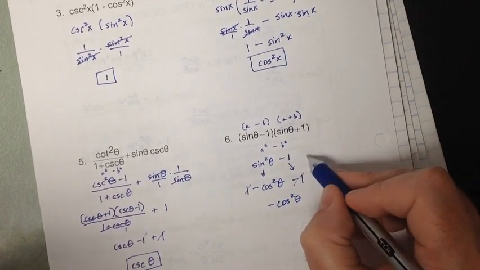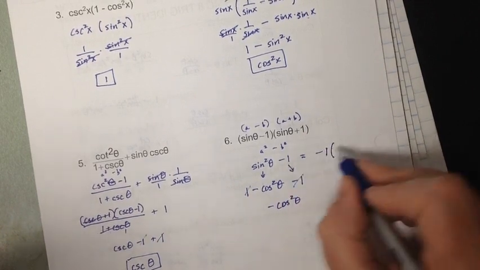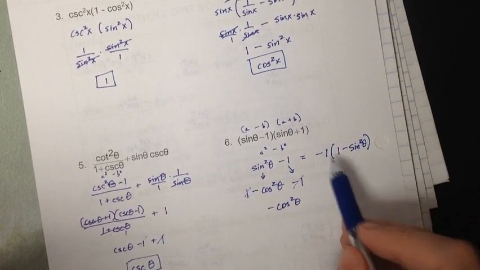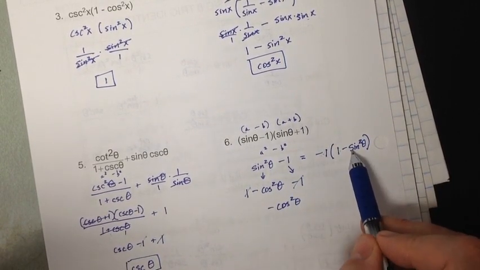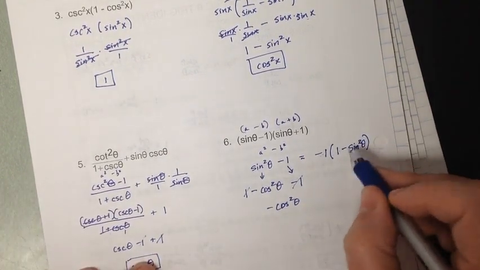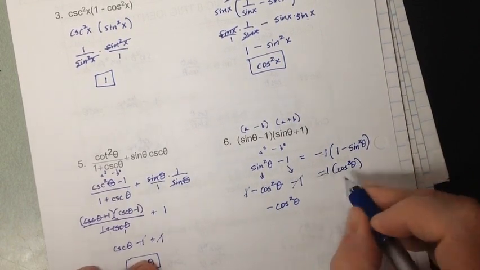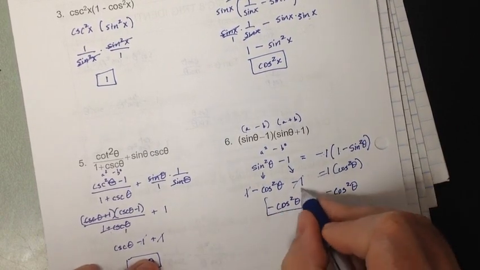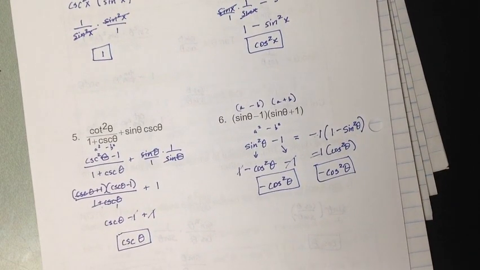Notice, another way you could have done this is to factor out a negative 1 and say this is negative 1 times 1 minus sine squared theta. Negative 1 times 1 gives me this minus 1. Negative 1 times a negative sine squared becomes a positive sine squared. And then the part inside the parentheses is cosine squared. Negative 1 times cosine squared is negative cosine squared. So either way, we get negative cosine squared. Two different ways to do that one.